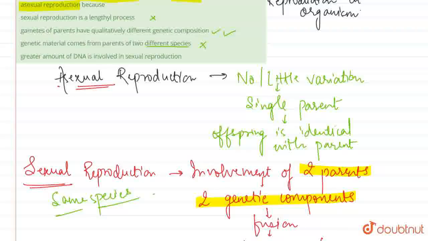Same species. And the last statement is saying greater amount of DNA is involved in sexual reproduction. Again, there is no concept of this correlation, that in asexual the DNA utilization is less and in sexual it is more, so it will result in variation. No. So that is also not right.